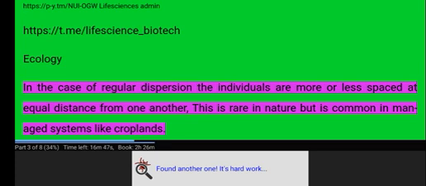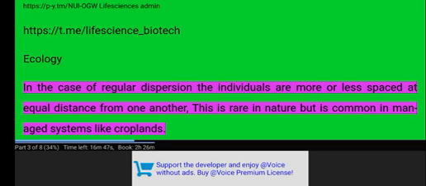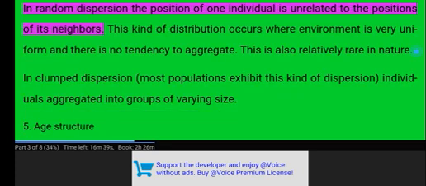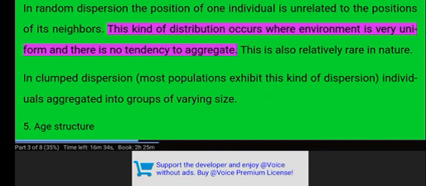In the case of regular dispersion, the individuals are more or less spaced at equal distance from one another. This is rare in nature but is common in managed systems like croplands. In random dispersion, the position of one individual is unrelated to the positions of its neighbors. This kind of distribution occurs where the environment is very uniform and there is no tendency to aggregate. This is also relatively rare in nature. In clumped dispersion, which most populations exhibit, individuals are aggregated into groups of varying size.